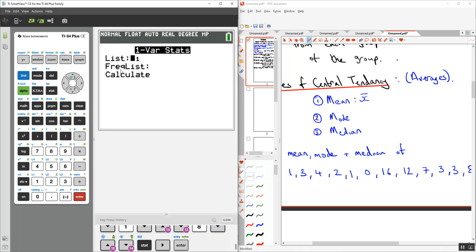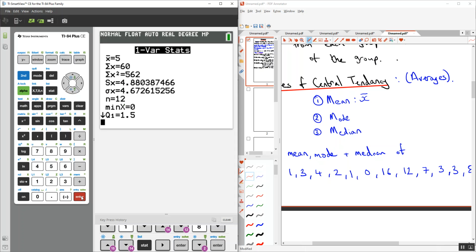Now it's just one list of data. There's no frequency or anything like that, but we'll talk about that in a second. I'm just going to calculate. So I can see the mean is 5. I'll talk about these other numbers in a minute. N means the number of terms.